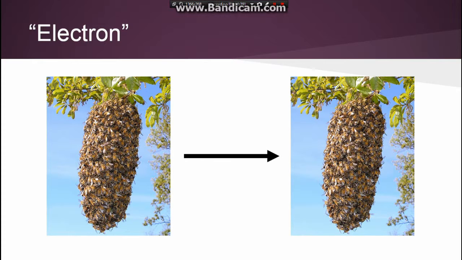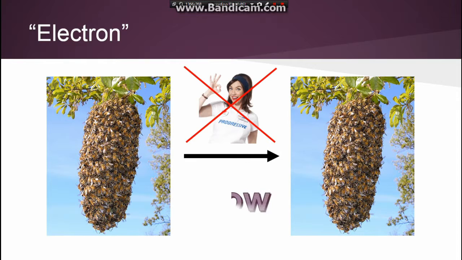This net movement of bees, or electrons, is called current. It's electron flow. No, not flow. Flow.